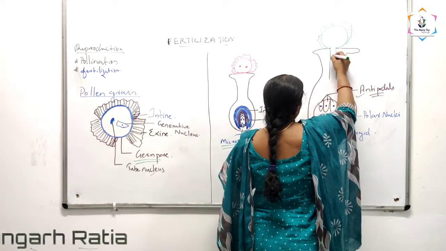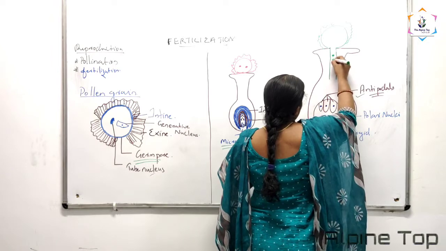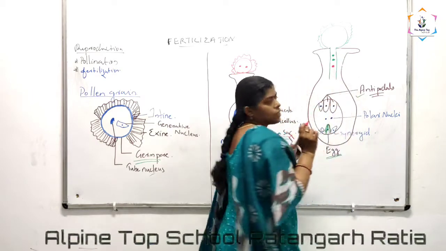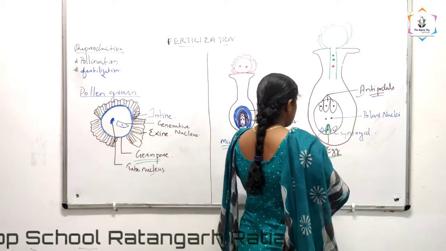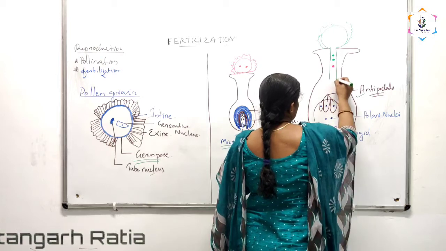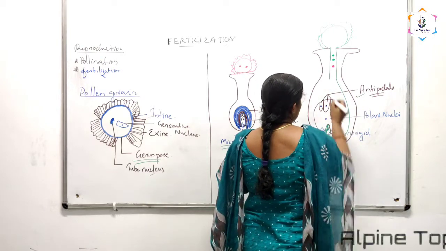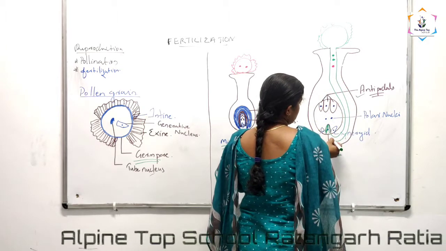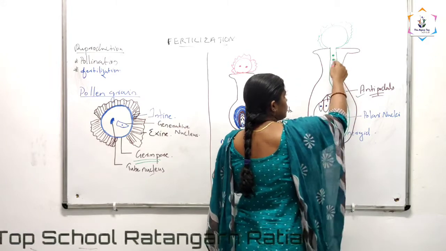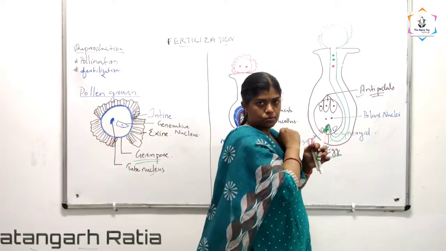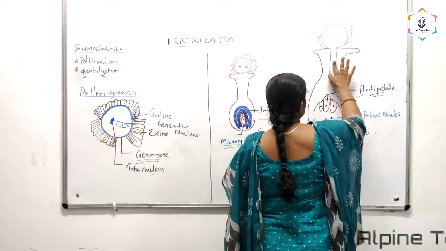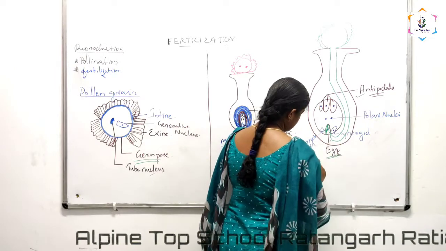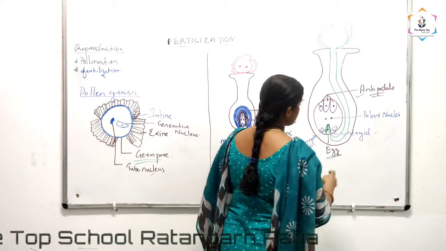One tubular nucleus will be there, two generative nuclei will be there, and it will move to the ovary like this. The pollen tube will grow up to this, and the nuclei move through the pollen tube. Finally it will reach up to the embryo sac. Now up to the embryo sac the nuclei will come.